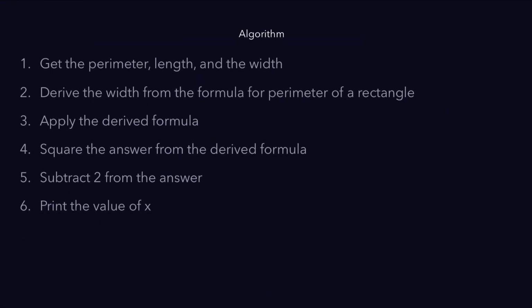Here, we have the algorithm. We have to first get the perimeter, length, and the width. Then, we are to derive the width from the formula for the perimeter of the rectangle. Then, we are to apply the derived formula. Then, we are to square the answer from the derived formula. Then, we are to subtract 2 from the answer. And step 6, we are to print the value of x.